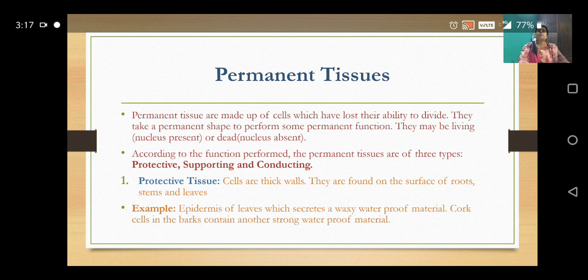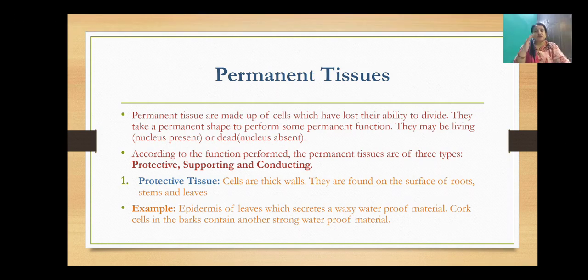Now let us come to the permanent tissues. First we had studied about the meristematic tissue. Now come to the permanent tissue. Meristematic tissue was the growing tissue, no? The cells were actively dividing, producing new cells. Here, permanent tissues are made up of cells which have lost their ability to divide, right? You understood now? So permanent tissues don't have that ability to divide.